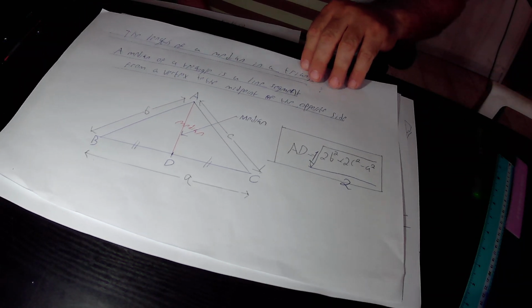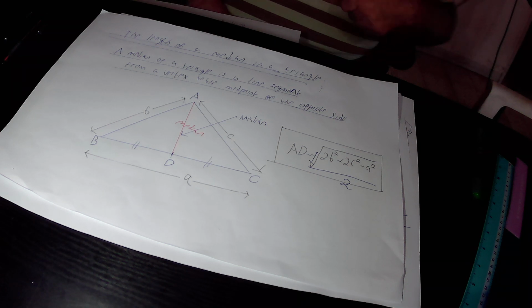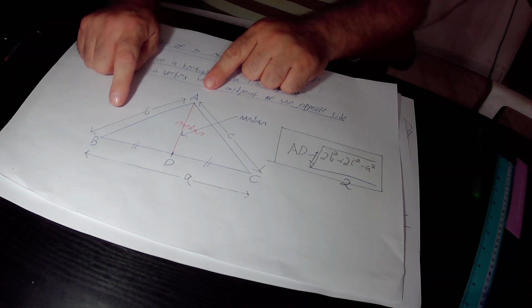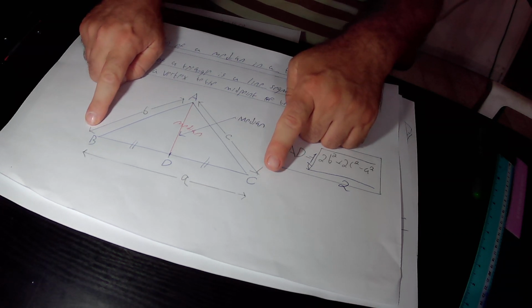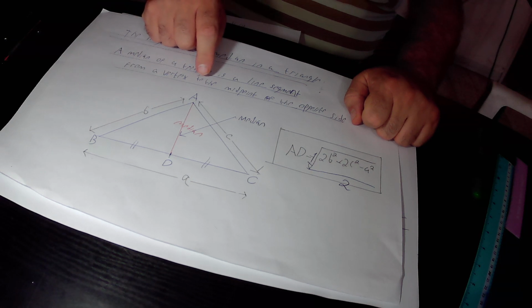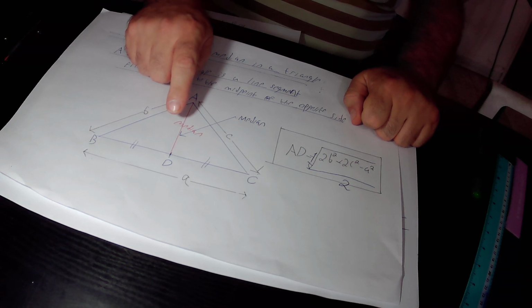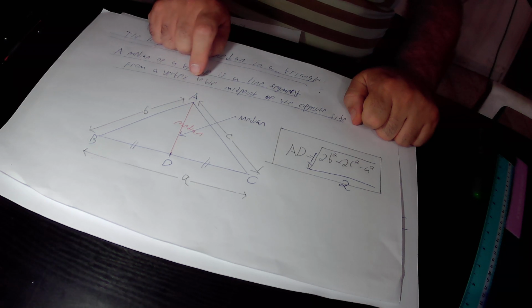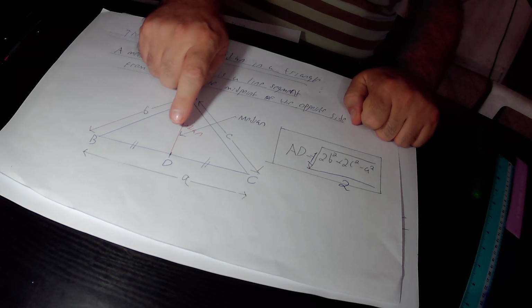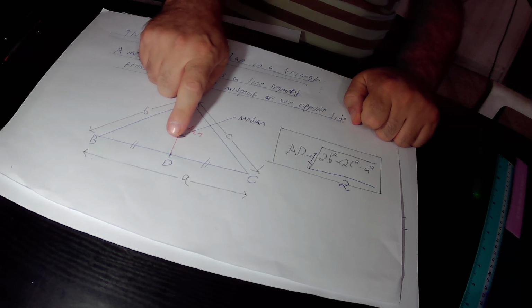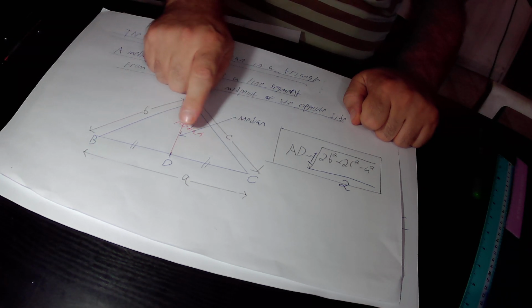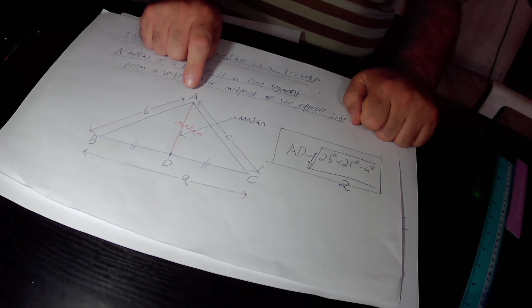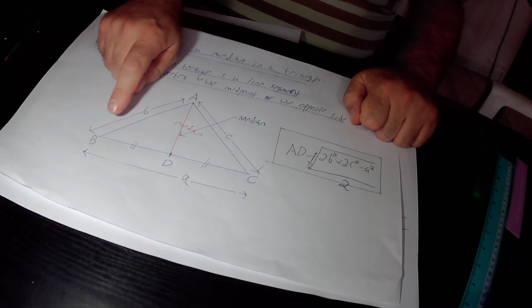So here we have triangle ABC. Side AB equals B units in length, side AC equals C units in length, and side BC equals A units in length. The red line segment AD is the median of this triangle ABC. It exists from the vertex A and connects the vertex A to the midpoint of the opposite side BC. The opposite side of the vertex A is BC, and it connects the vertex A to point D, that is the midpoint of BC.